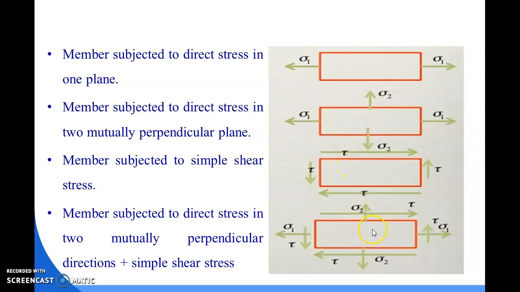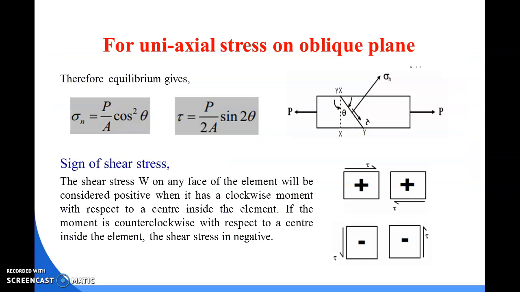Then come to the fourth one. It is the combination of all these 3 stress systems. That means the stress along the y-axis, the stress along the x-axis and as well as the shear stress. Okay. So next one is, for the uniaxial stress system in an oblique plane, how you will determine the value of normal stress and shear stress.